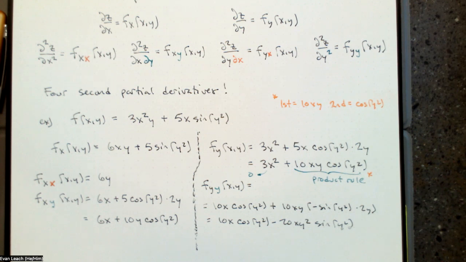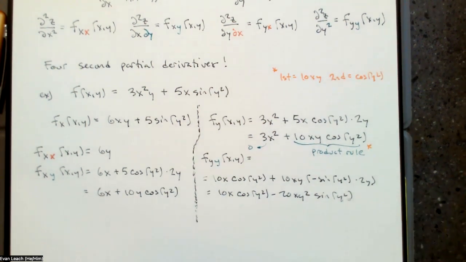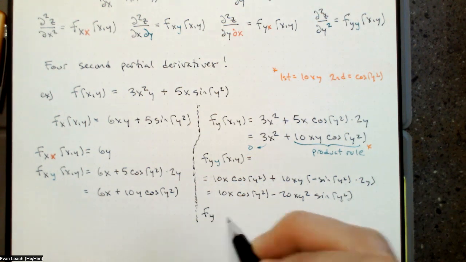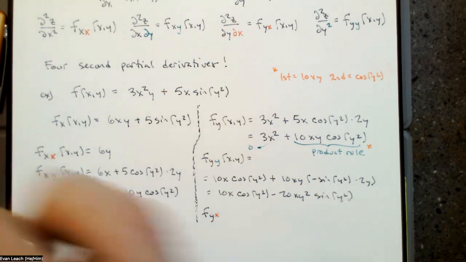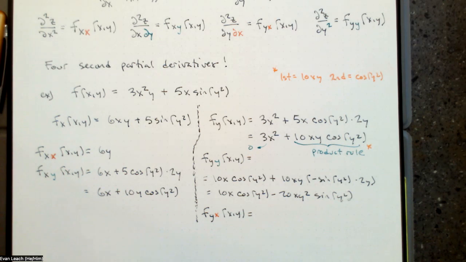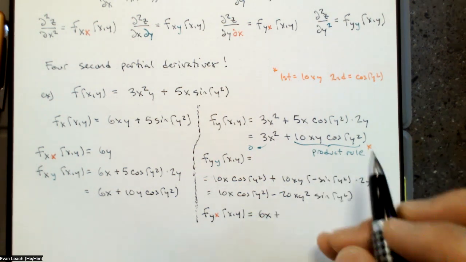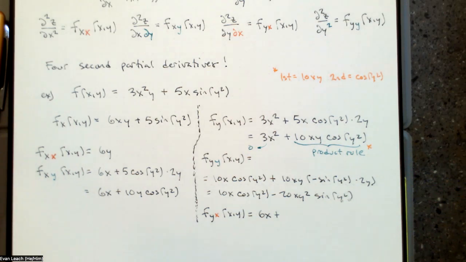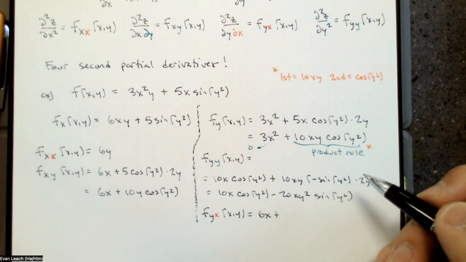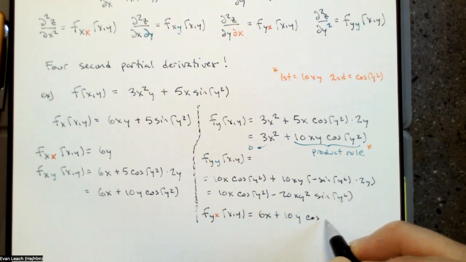Next, let's find the partial with respect to y with respect to x, the second partial yx. So now the fy, the 3x squared, is a function of x. There's no y in it, but we're taking the derivative with respect to x. So the derivative of 3x squared with respect to x is going to be 6x. Now in the second term, the derivative of 10xy cosine of y squared, we're taking the partial with respect to x. So the 10, y, and cosine y squared, that's all just constant factors. The derivative of x with respect to x is 1. So we're left with 10y cosine of y squared.